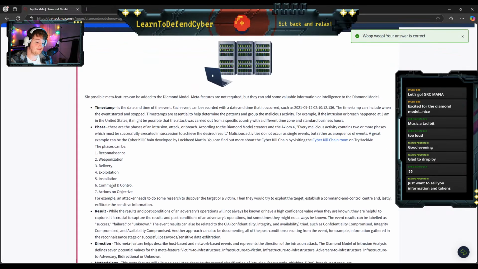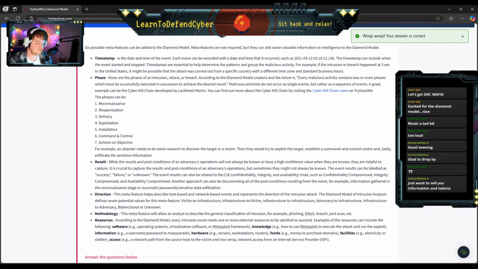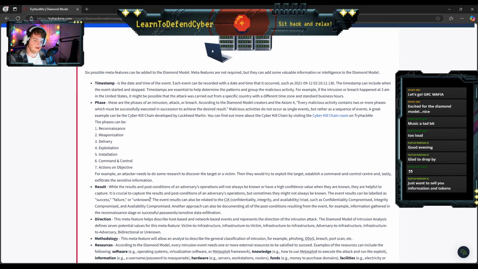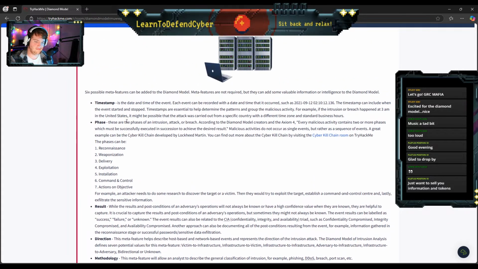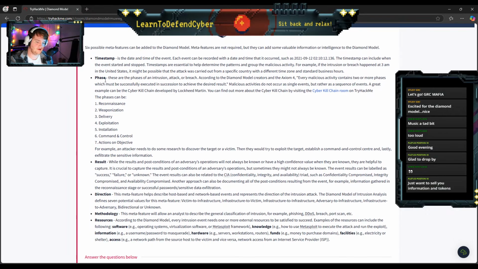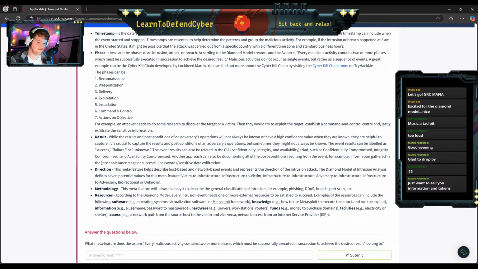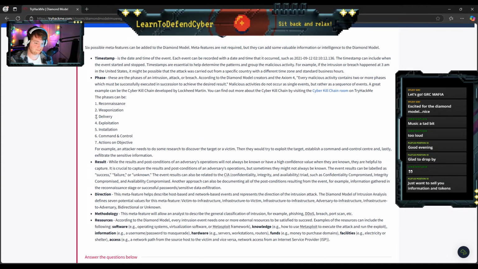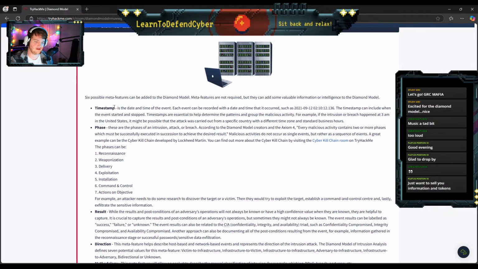Event meta features. Okay, so this sounds pretty interesting. Six possible meta features can be added to the Diamond Model. Meta features are not required, but they add valuable information. I'm assuming meta feature sounds like metadata to me. So we have timestamps, phases, results, direction, methodology, and resources. Timestamps, pretty self-explanatory. When did it happen?